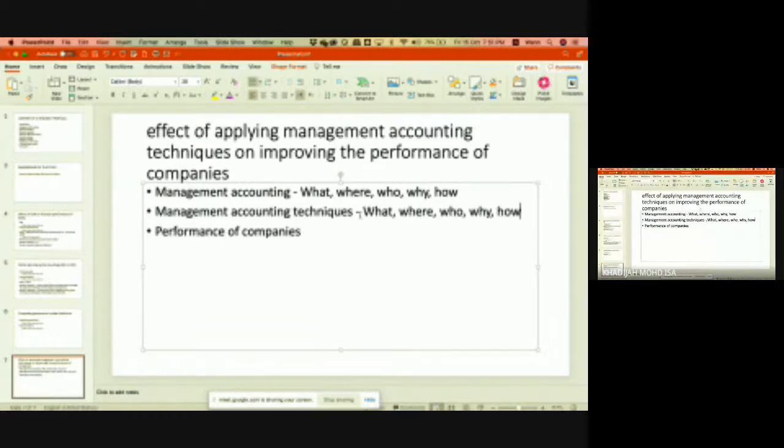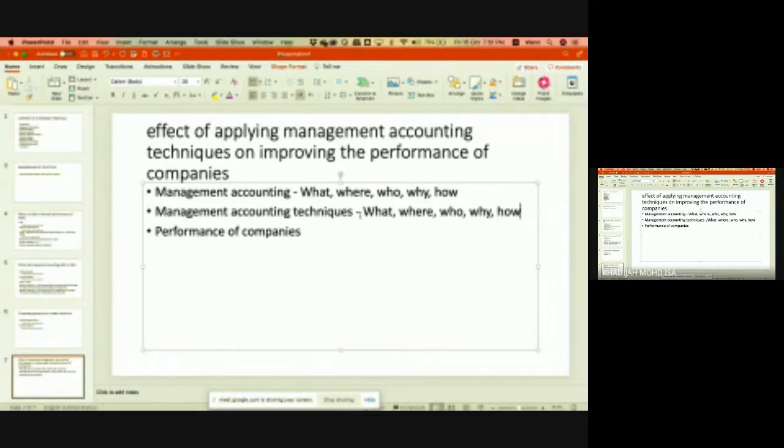What is management accounting? Just now you talked about management accounting, but now you come up with management accounting techniques. So what are the techniques available? You have to mention what the techniques available are and how companies are using them, what companies are using them, for example, and how it is applied for companies. So all this must be in your background.